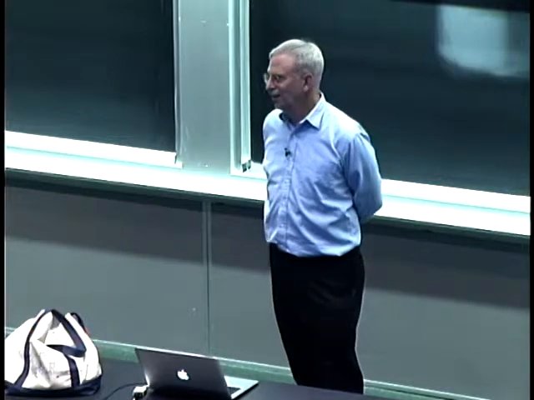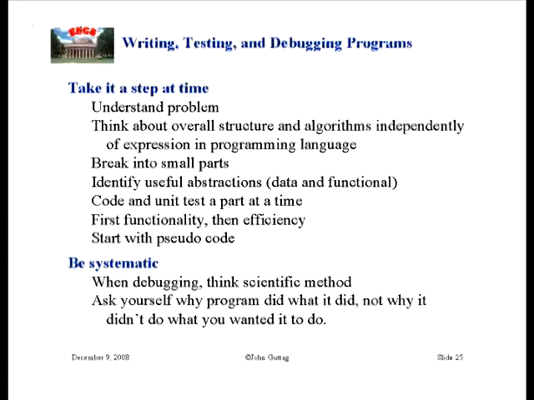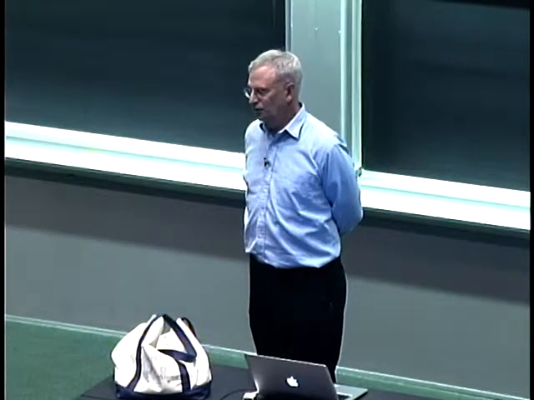As I said earlier, be systematic. When debugging, think about the scientific method. It's not just something that we use to torture middle school students. And when you write a program and it doesn't work, ask yourself why it did what it did. Focus on understanding why the program is doing what it's doing rather than why it's not doing what you wanted it to. Because as soon as you know why it's doing what it's doing, you'll know how to fix it. But if you skip that step, you'll waste an awful lot of time.